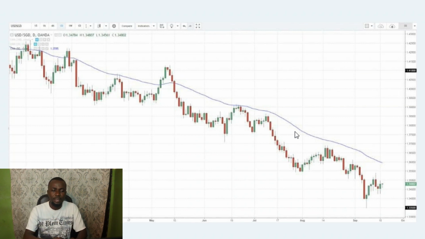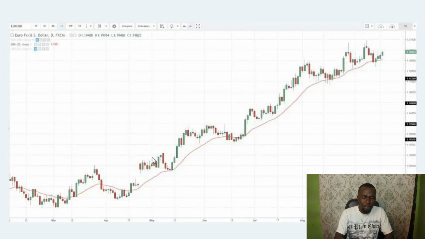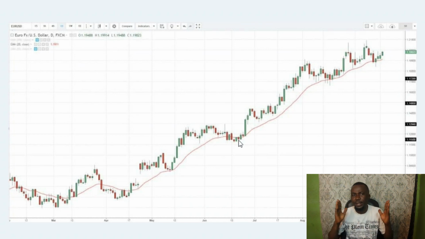So how do you trade using the moving average? You simply trade the retracement. Whenever the price retraces to the moving average, you place your sell trade. The same thing is applicable to the uptrend. Whenever the price makes a retracement to the moving average, you simply place your buy trade. Whenever the price makes a retracement again to the moving average, you simply place your buy trade. So this is how you trade the moving average, and you can use it to identify the direction of the trend.